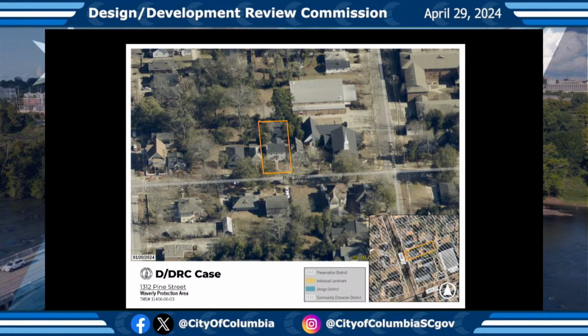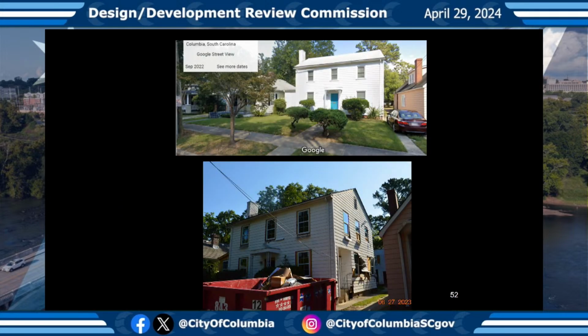Waverly Protection Area. 1312 Pine Street is a two-story colonial revival structure that was built in 1941. It is 3 bays wide with a single side gable roof and has a two-story dependency building behind the house. The applicant received a certificate of design approval on May 25th, 2023 for exterior changes to the siding and windows. The CDA was allowed for new windows and siding.